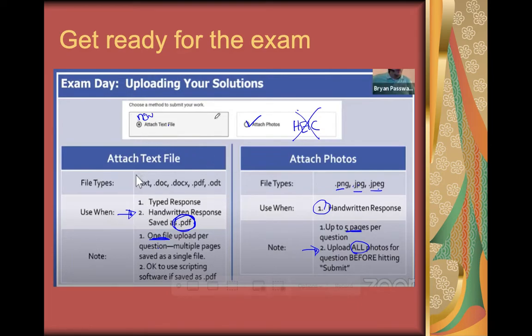So make sure you think about those and make those decisions before 1:30 on exam day. Okay?